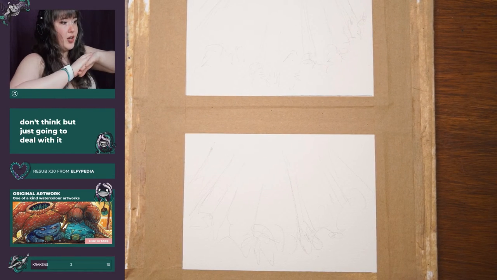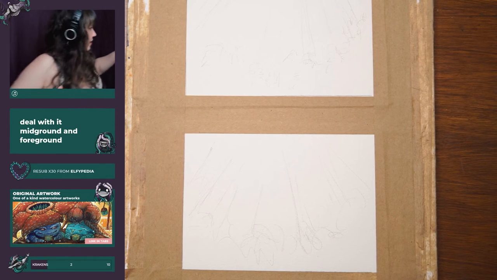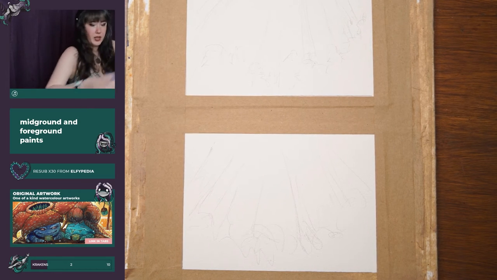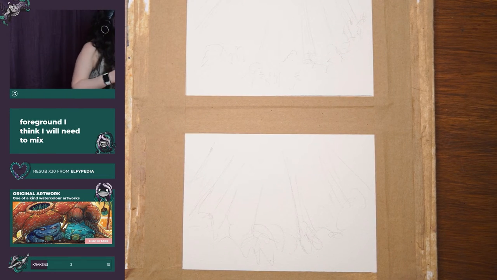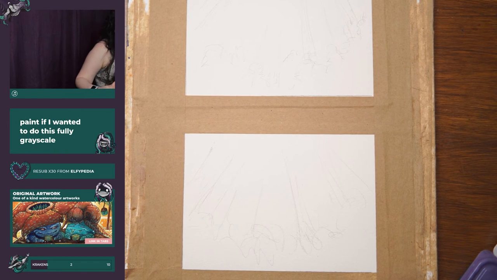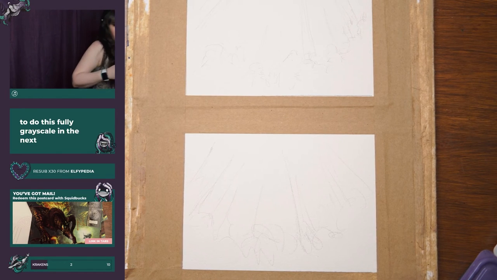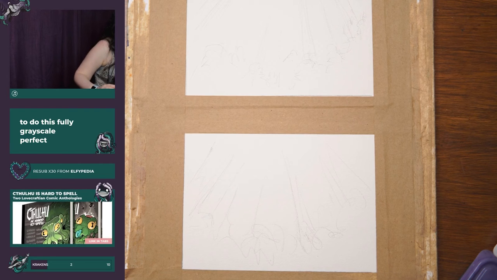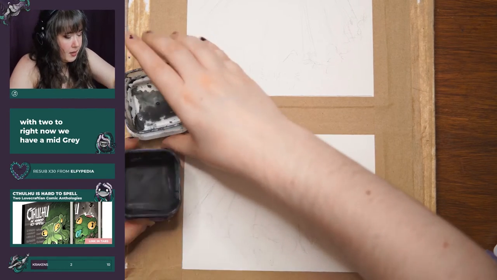So we are trying to find background, midground, and foreground. And I think we can do that with just 3 different paints. Okay, so I have a really dark kind of black paint, which will be our foreground. I think I will need to mix up some more paint if I wanted to do this fully grayscale, but yeah, we should just do it grayscale. Do I not have any other grayscale cups in the mix right now? Oh, here's one. Perfect. So I think I can get away with two right now. We have a mid-gray and a black here.